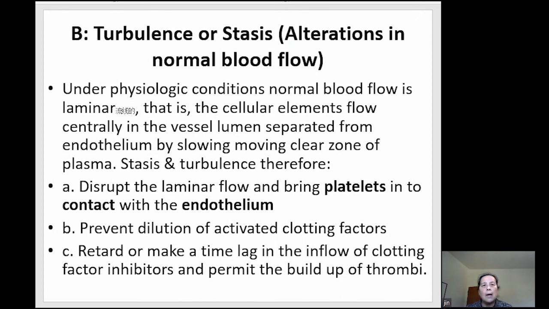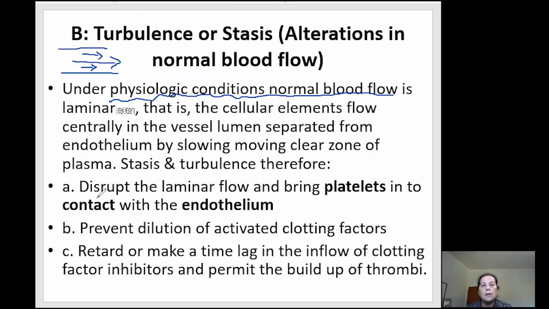Then we're talking about the second aspect. Normally, physically, in the normal condition, blood flows pretty smoothly, with the center part moving a little bit faster and the side part a little bit slower, but still smoothly. So that's the normal condition.